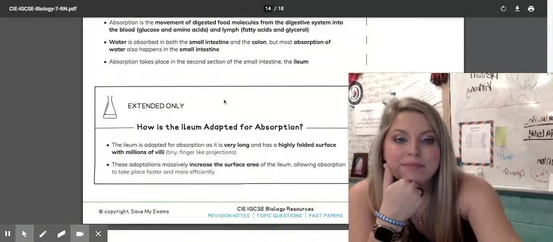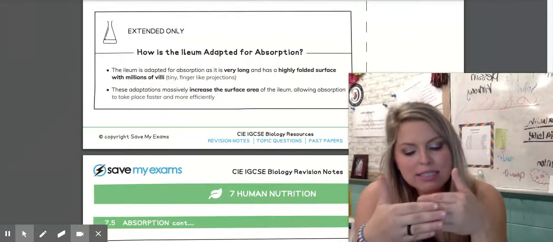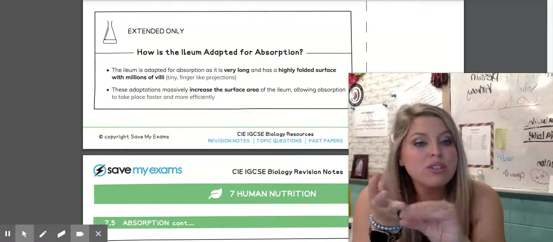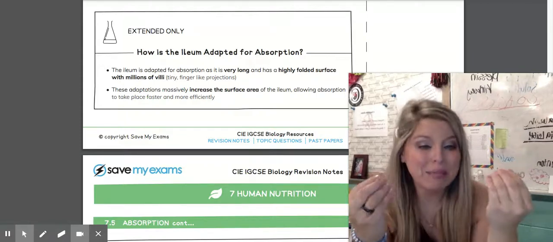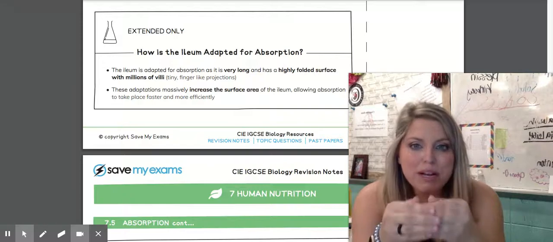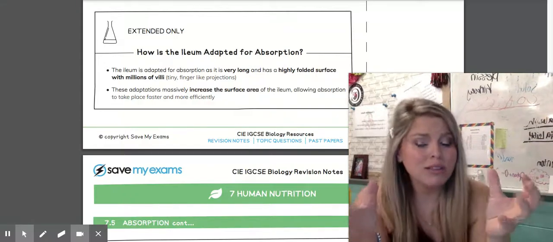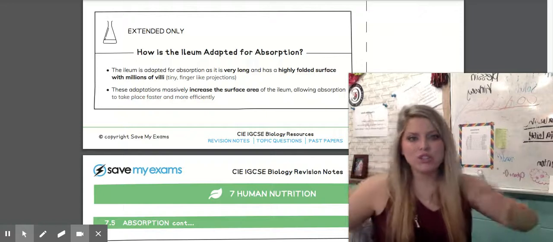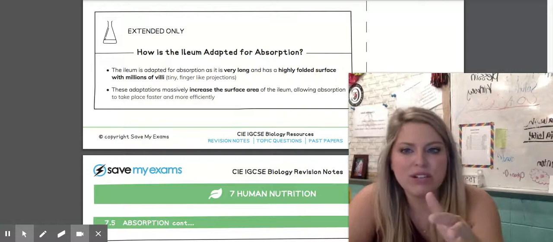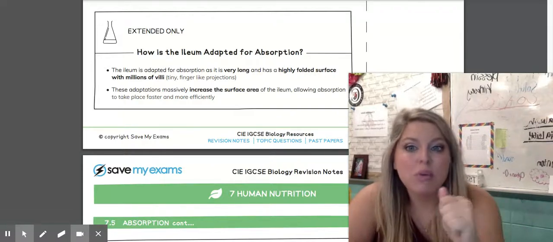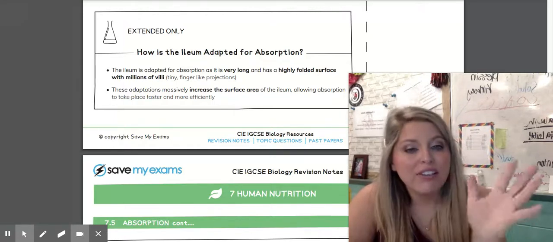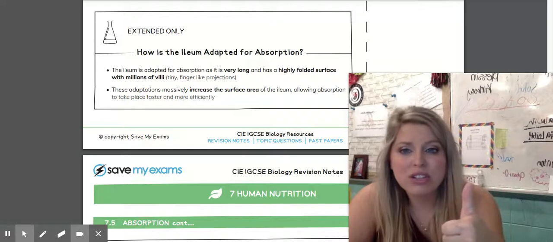So when we look at absorption, the main point of contact for those molecules is going to take place in the ileum, which is in the small intestine. And the ileum has been adapted for the best form of absorption possible. The ileum's incredibly long, so you've probably heard your intestines are very, very long. You can stretch them out for so many meters. And it's a highly folded surface, so there's increased surface area with millions of tiny villi, which we'll look at in a picture here in just a second. So villi are finger-like projections that, again, increase the surface area.